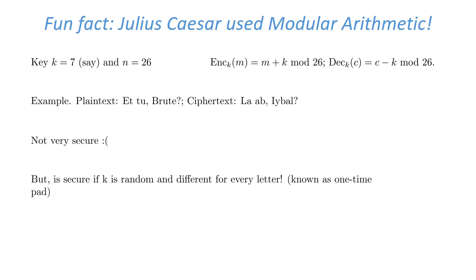However, if K is random and different for every letter, then indeed such a cipher is secure. This is something known as a one-time pad, and if you're interested, go read about it.